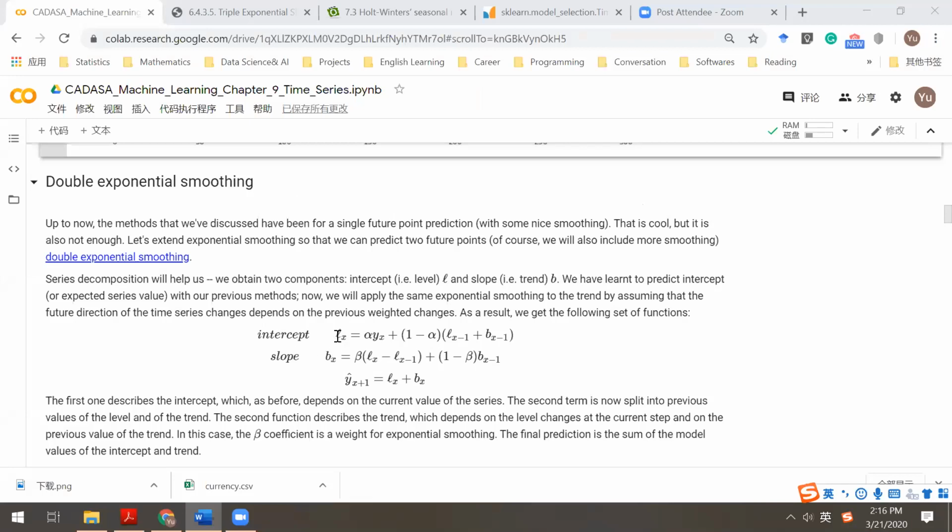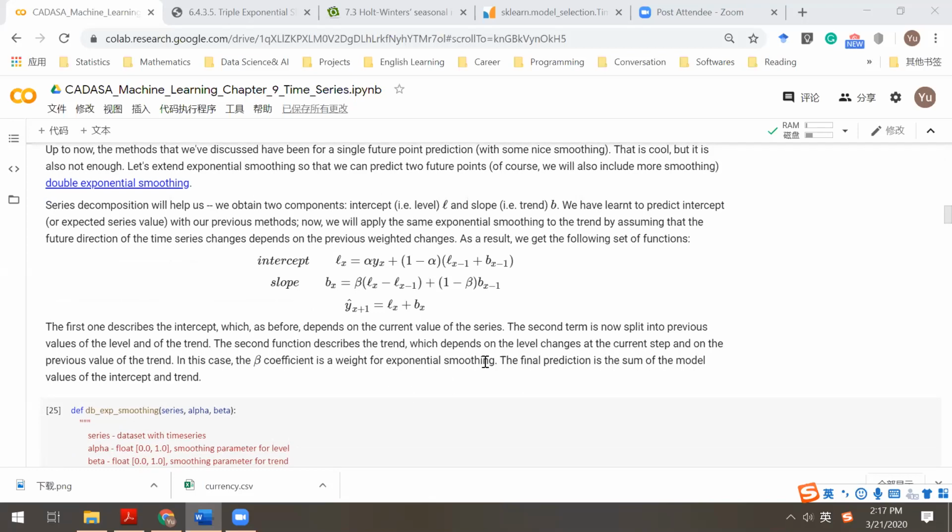So here are the two components of the double exponential smoothing. The first one is similar to the previous one. We use alpha here, and this is the intercept, and this one is the previous intercept. And for the slope, we use a similar idea: we estimate it from the previous slopes, b1, b2 to bx minus 1. Now the predicted value will be the sum of the two components. One component is the level intercept, and the other one is the slope. They added together will give you the predicted value.